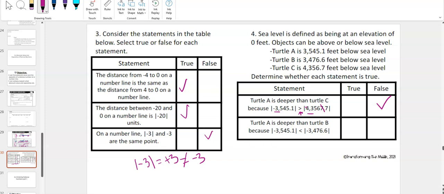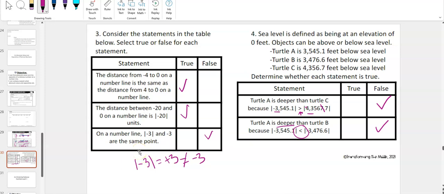Turtle A is deeper than turtle B because the absolute value of -3,545 and 1/10 is less than the absolute value of -3,476.6. This one's tricky. It says A is deeper than B, which is true. However, this is not true. The statement is true, but its proof is false. Therefore, it's false.